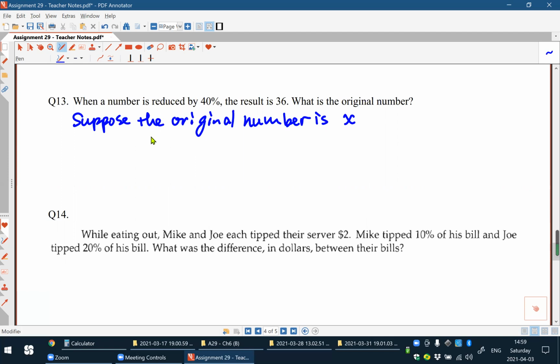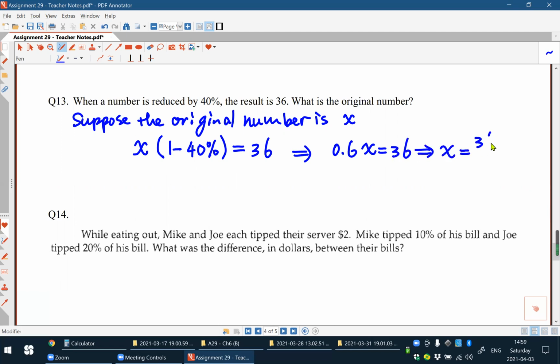x reduced by 40% means times 1 minus 40%, right? And this is a new number. New number is a result. Result is 36. Okay, so what does it mean? That means 0.6x equals 36. So x is 36 over 0.6, which is 60. Okay, so the conclusion is the original number is 60.